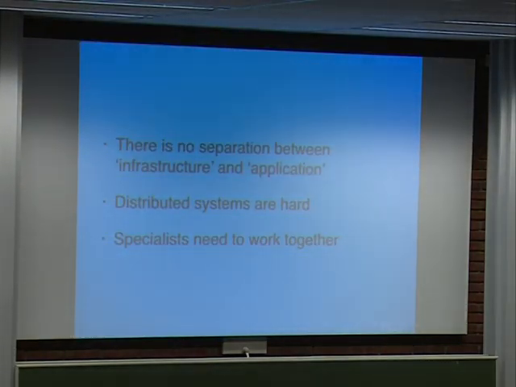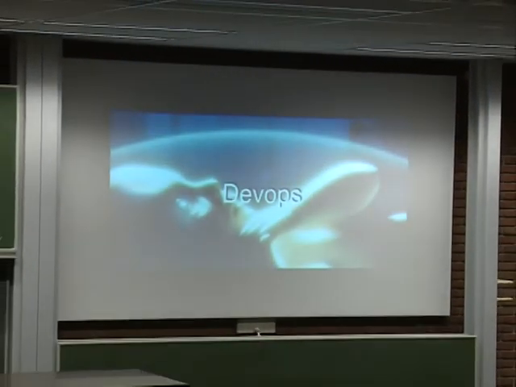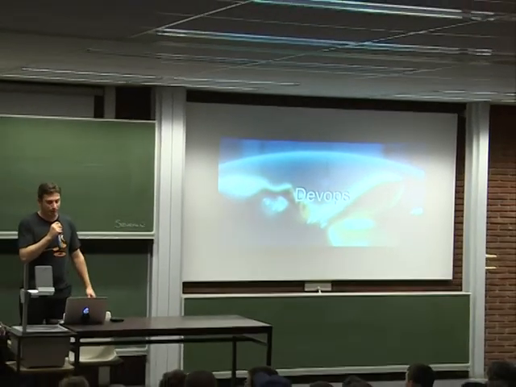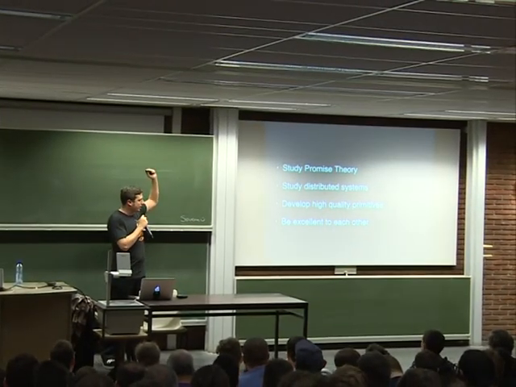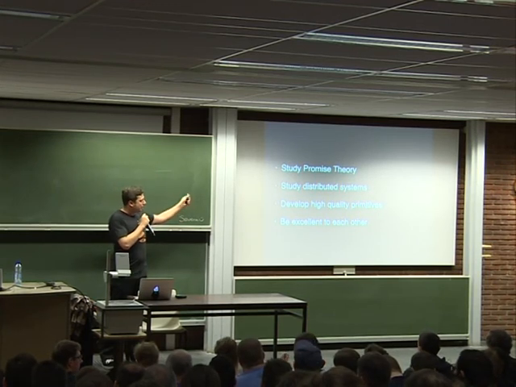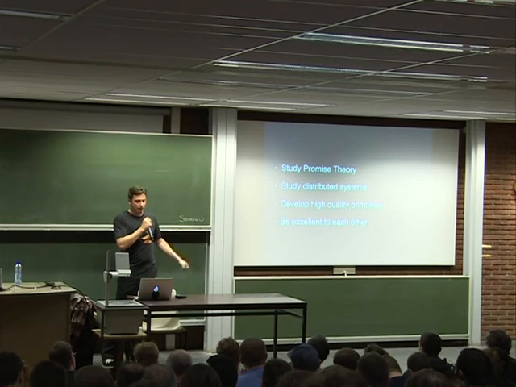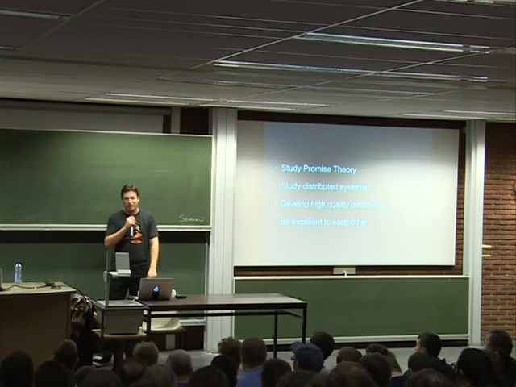So I guess the things you need to walk away from here remembering is there is no separation between infrastructure and application code. They're the same thing, it's all machines. Distributed systems are hard, and specialists need to work together, right? So like your hardcore Unix sysadmin guy and like your application tier people, they need to get together to figure out how to manage the snowflake properly. That's kind of the essence of DevOps. So do that, talk to your peers. And then there's this, study chemistry, study distributed systems, develop high quality primitives, and ship them as artifacts, and be excellent to each other.